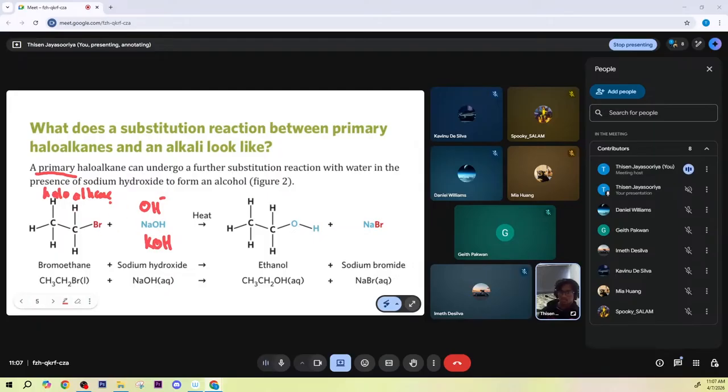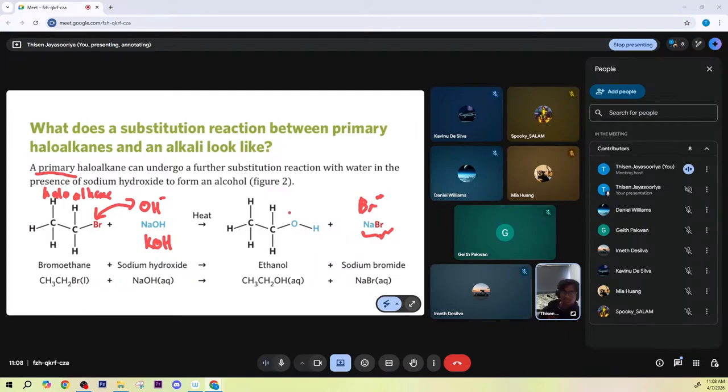When we react these two together, we're going to produce ethanol. Essentially, the bromine is switching places with the hydroxide group, and the hydroxide group is taking the place of the bromine. Now we're left with this new compound. Depending on what we had, if we had sodium, we produce sodium bromide. If we had potassium, we'd expect potassium bromide. Or if it was just OH, you just expect bromide by itself. Any questions about that?